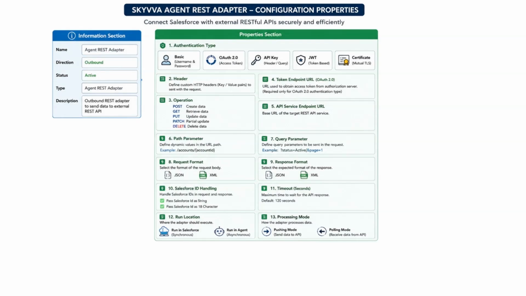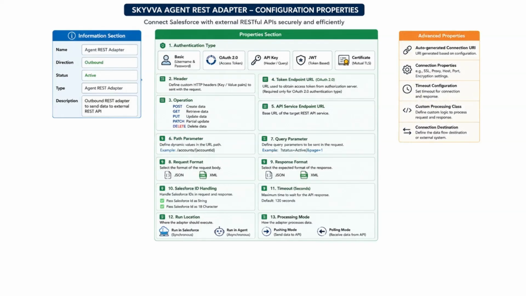For path parameter, dynamic values inside the URL. For query parameters, filters or extra parameters in URL. For request format, defines data format we send like JSON or XML. For response format, defines expected response format. For Salesforce ID handling, how Salesforce ID is passed. For timeout, maximum waiting time for response. For run location, where it executes, Salesforce or agent. For processing mode, how the adapter processes data, push or polling mode.